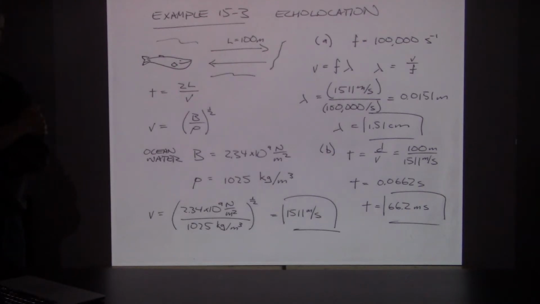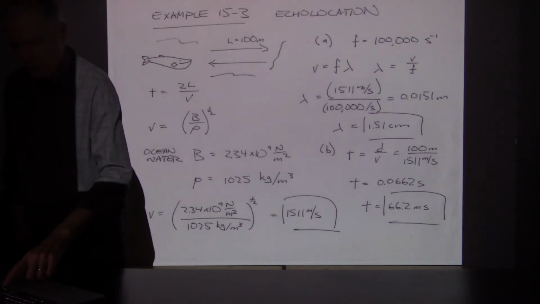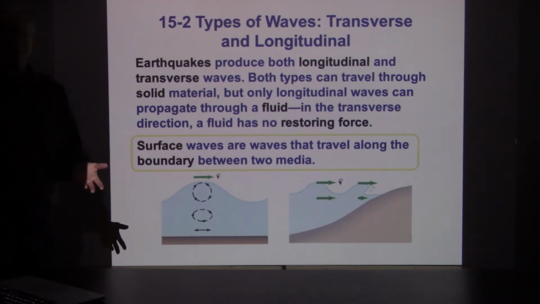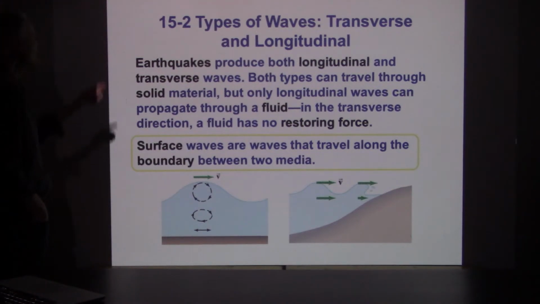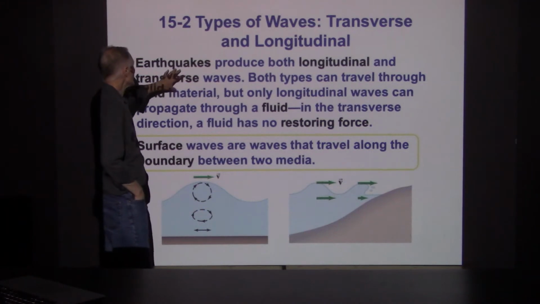All right. So we've got these speed formulas, and you pick out whichever speed formula is relevant for the particular example that you're looking at. All right, here we go. Types of waves, transverse and longitudinal. Let's take a look at some more of this.